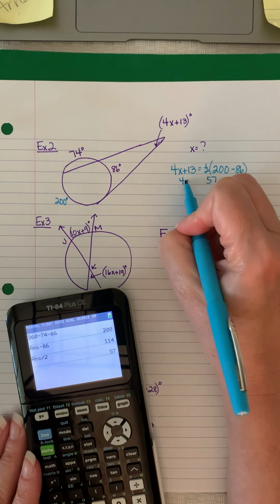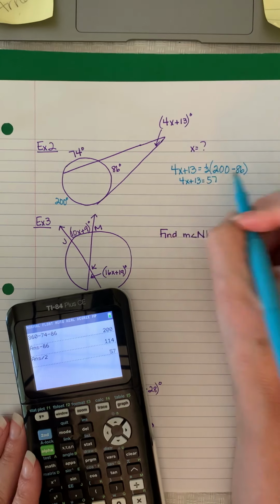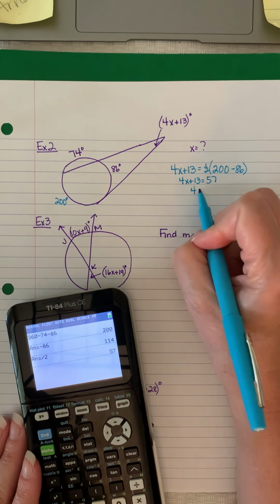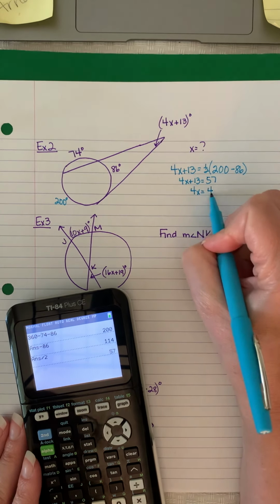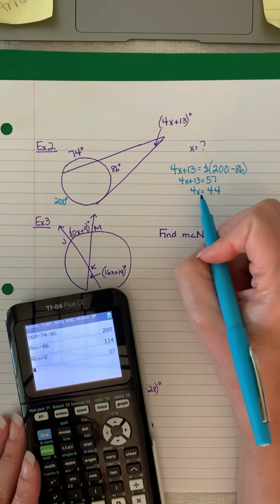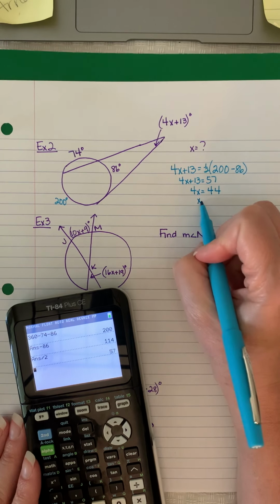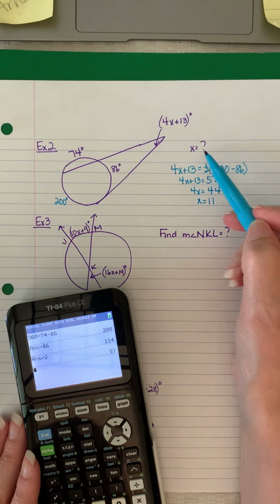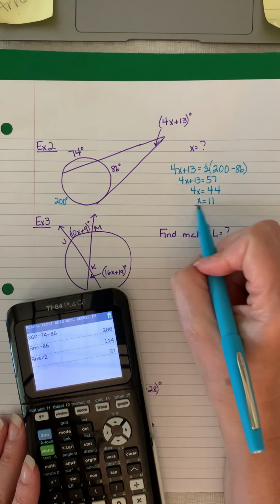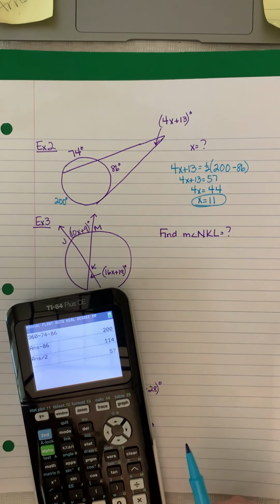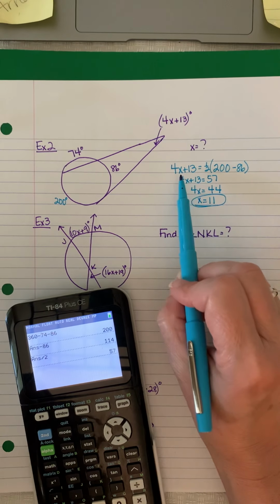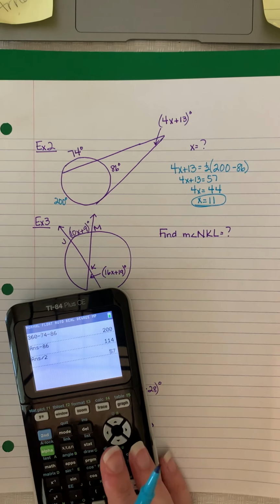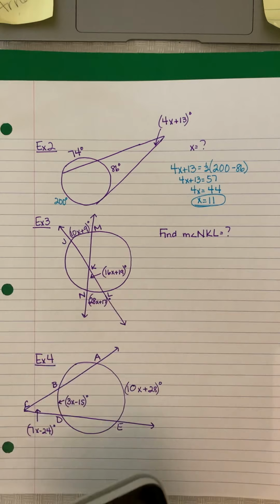So I have 4x plus 13 equals 57. If I subtract 13 from both sides, I will have 44. Divide both sides by 4, and x will equal 11. We're only asked to find x, so we are done. On the problems I did, I always made sure that I plugged 11 back in and got a correct number.